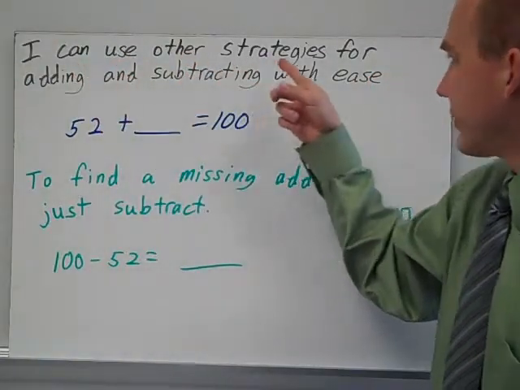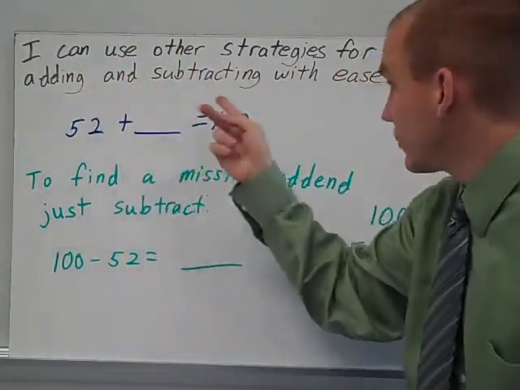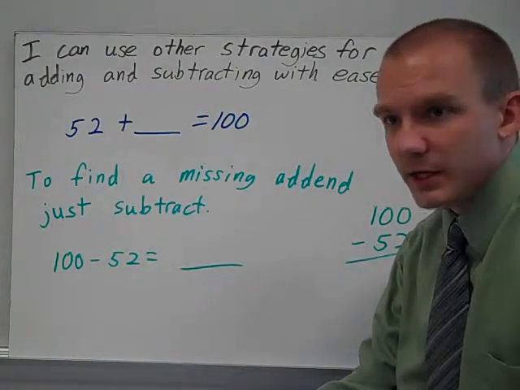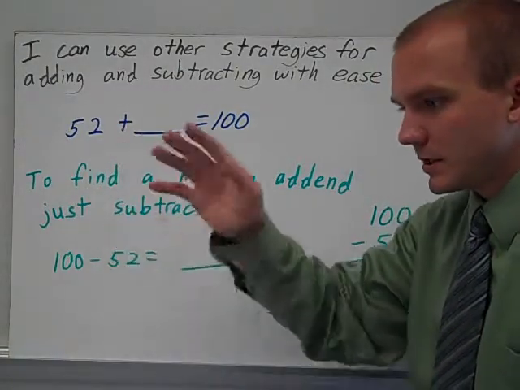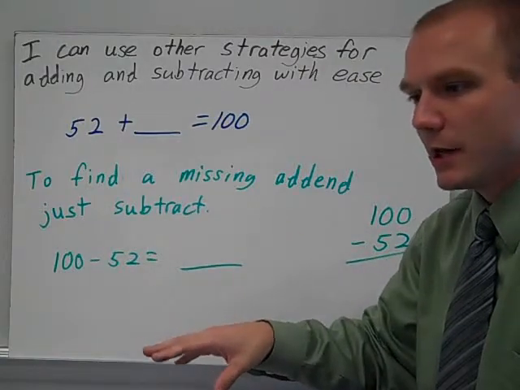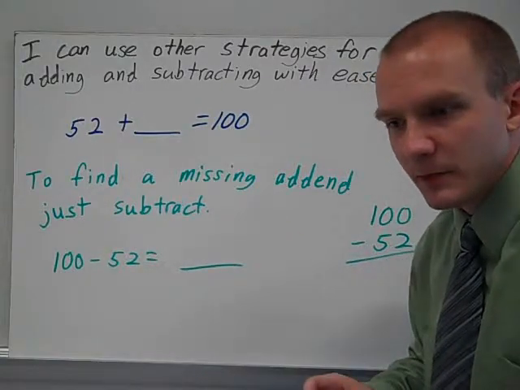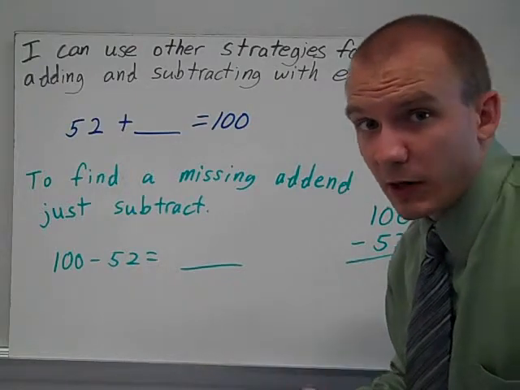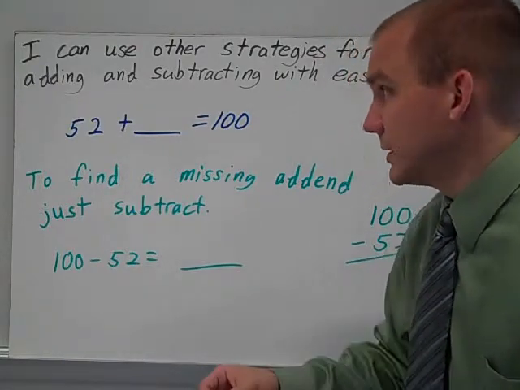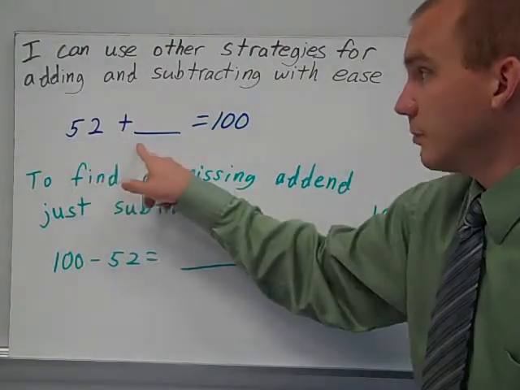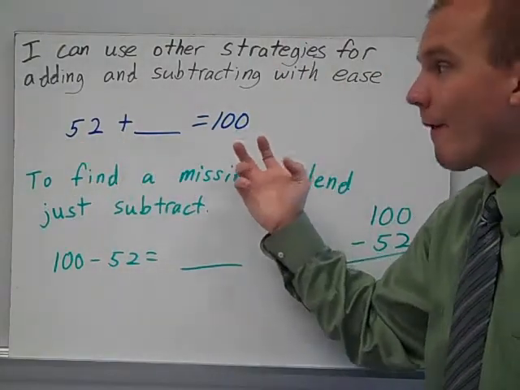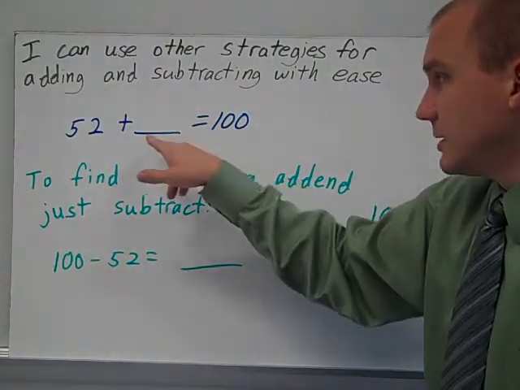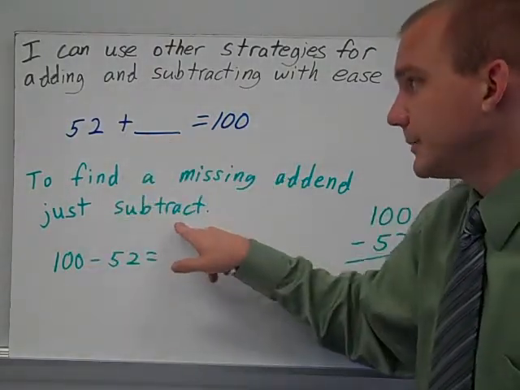I can use other strategies for adding and subtracting with ease. So in lessons 1 and 2, we have taken adding and subtracting and looked at them within 1,000. And now we're going to combine them together and look at how we can relate them and use them to solve a variety of problems, including problems where you're missing a number, like 52 plus blank equals 100. Well, to find this, when you're finding a missing addend in this case, just subtract.